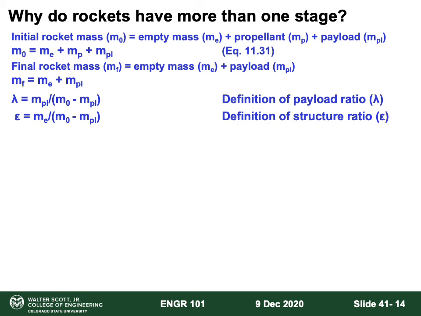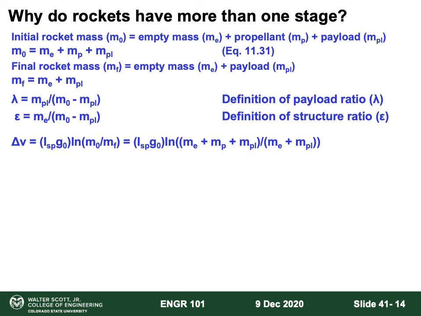If we substitute those into the equation that we had previously, where we have M0 and MF now substituted, and we take those particular ratios, we end up with the equation that you see here: the natural log of 1 plus the payload ratio divided by the structure ratio plus the payload ratio.